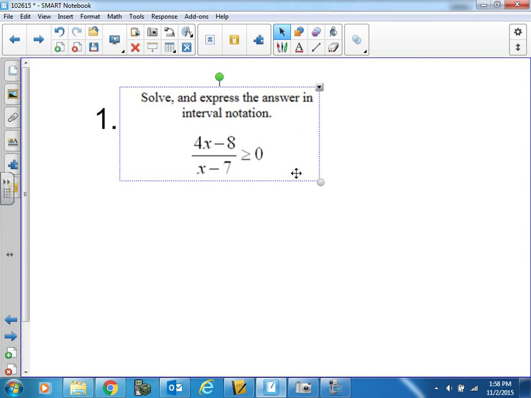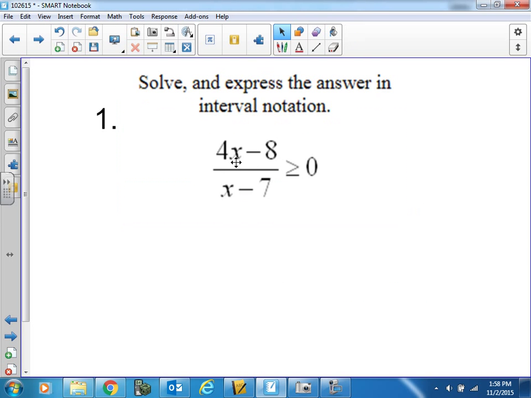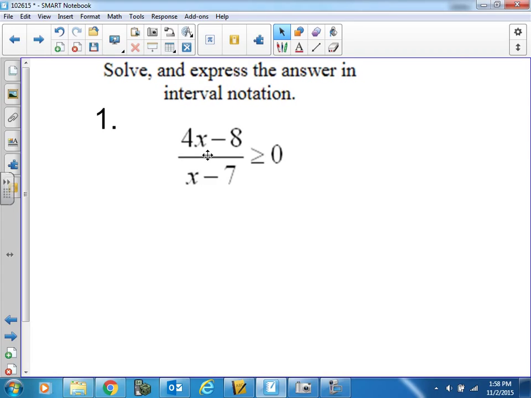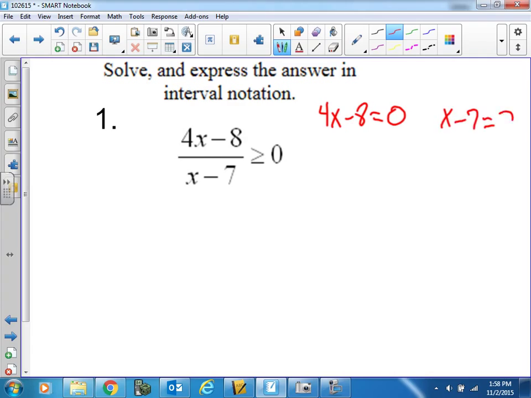Okay, let's go over number 1. First things first, you want to set it equal to 0. Check, it's already done. You want to have one fraction on the left-hand side. Check, that's already done. So now you can go ahead and set your denominator equal to 0. In order to find the x-intercepts, and also you want to set your denominator equal to 0 to find the value or values of x that would make it undefined.